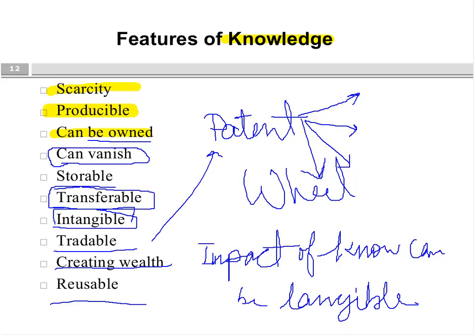If you make a product out of it, the knowledge itself is intangible, but if you make a wheel, then the wheel is tangible. If the knowledge is intangible, but you make a new product, the new product is tangible. So you move from intangible to tangible.